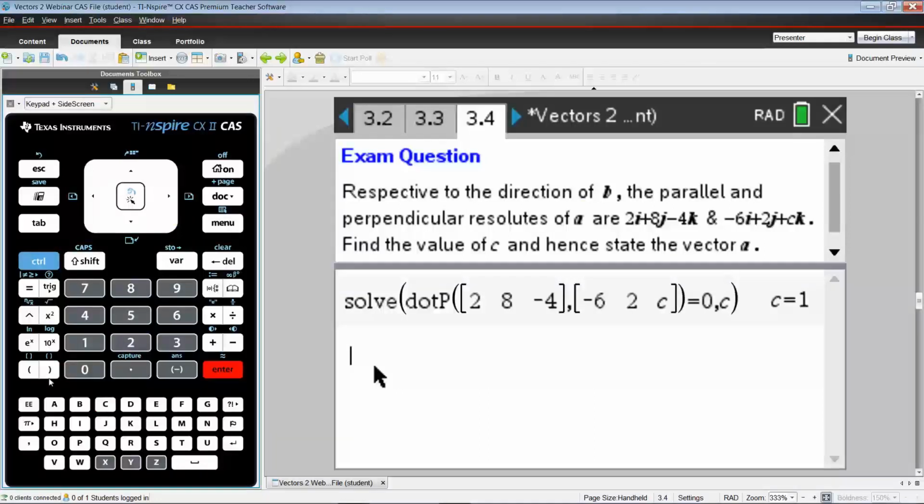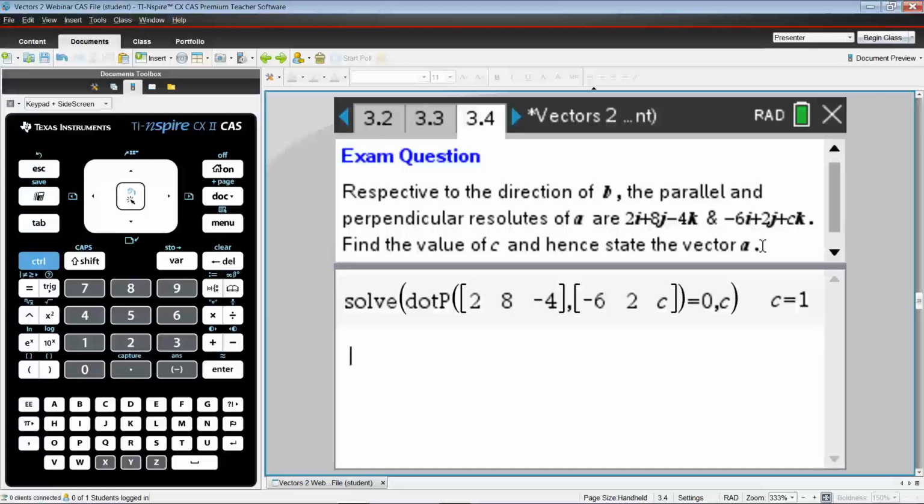So what that means is basically I've got these two vectors when they dot product with each other, and if I want to make sure that they are perpendicular, I need to equate the dot product to 0, and the value of C is of course going to equal 1. Now that I've got the value of C, we need to use this to find the vector A.